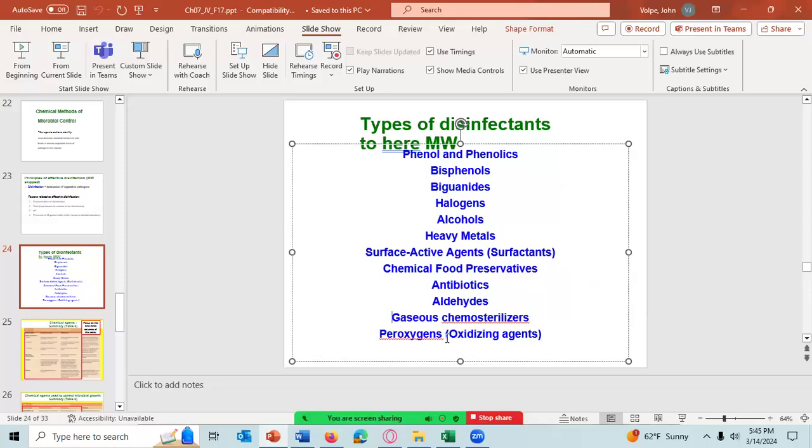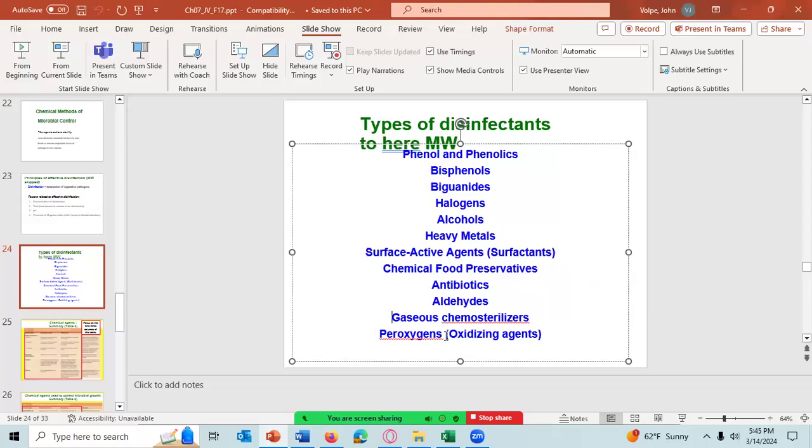Peroxygens, on the other hand, are oxidizing agents like hydrogen peroxide. They do kill endospores. So this is one of the few disinfectants which are very effective at killing microbes.